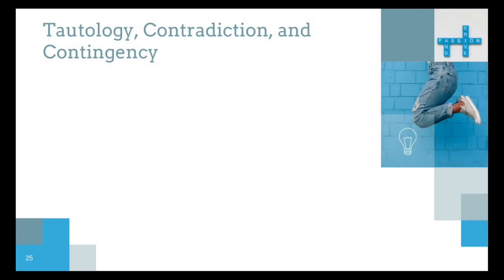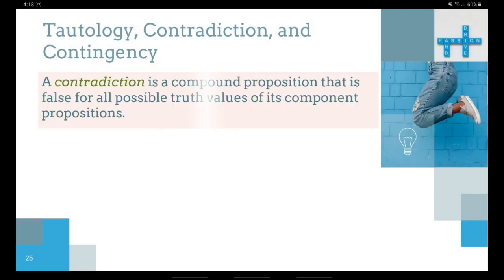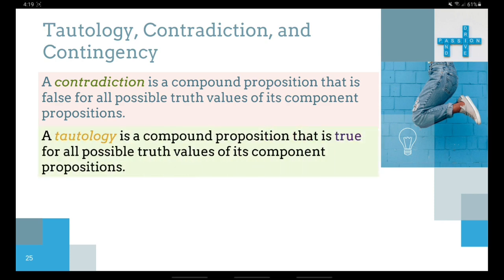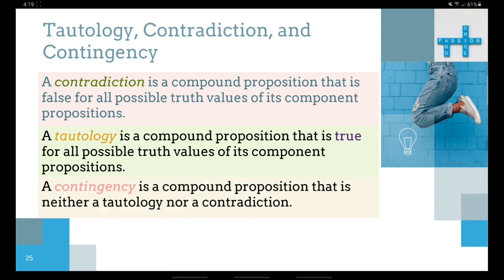So tautology, contradiction, and contingency. A contradiction is a compound proposition that is false for all possible truth values of its component propositions. A tautology is a compound proposition that is true for all possible truth values of its component propositions. So it's the opposite of the contradiction. And a contingency is a compound proposition that is neither a tautology nor a contradiction.